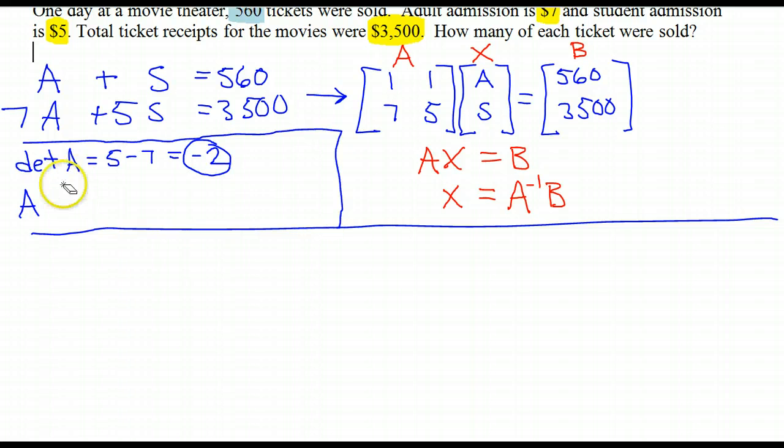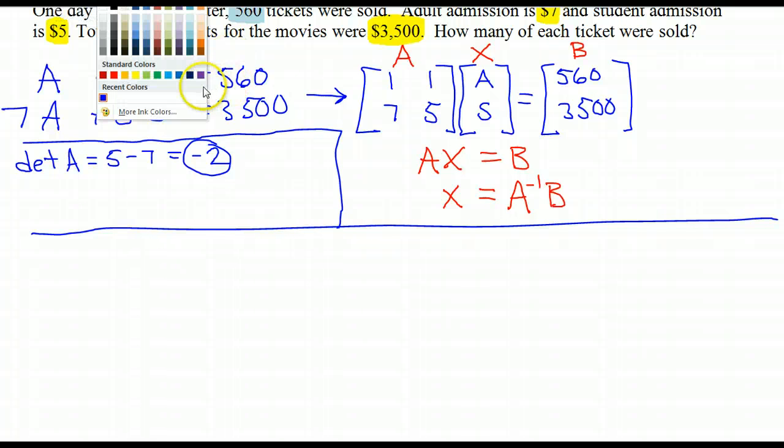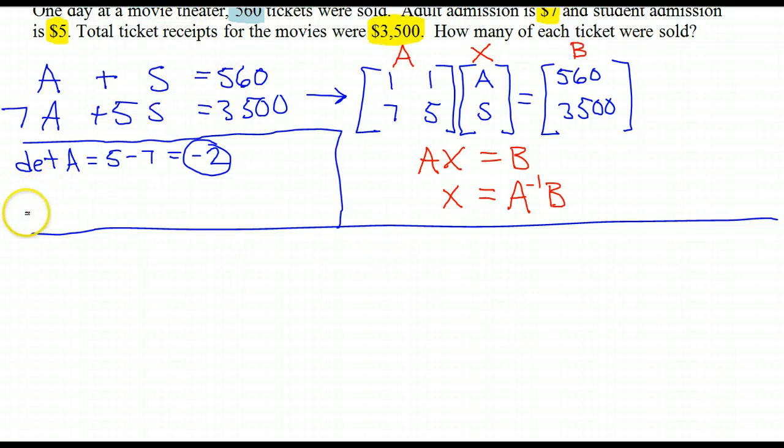I think I'll do this in a different color because I'm going to refer back to it later. Let's go with green. So the inverse, A inverse, is equal to, first thing we need is the reciprocal of this. So that's going to be 1 over negative 2. And of course, the next thing we need is reverse and negate.